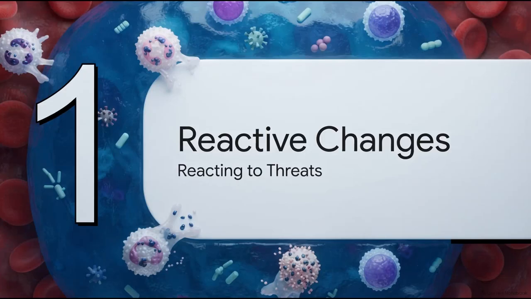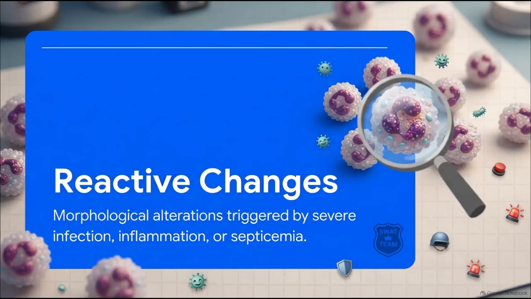Okay, Section 1, reactive changes in organisms. Let's dive right in and examine how normal white blood cells react to severe external threats. So, when the body is under attack, its defense system doesn't just sit there, right? It literally transforms. Think of reactive neutrophil changes as the body's SWAT team dramatically gearing up for battle against an invading organism. These aren't subtle, invisible shifts. They're distinct morphological alterations you can clearly spot under the microscope, usually triggered by severe infection or inflammation.